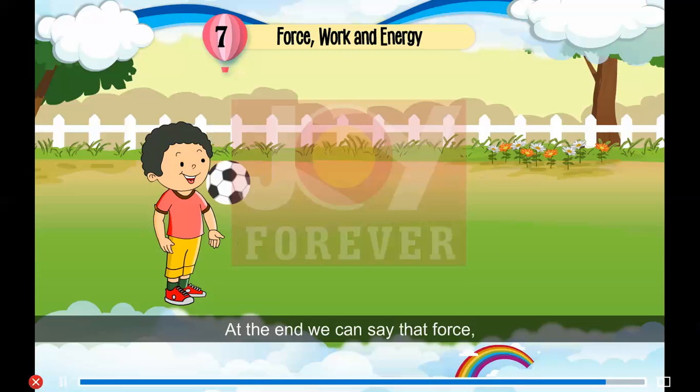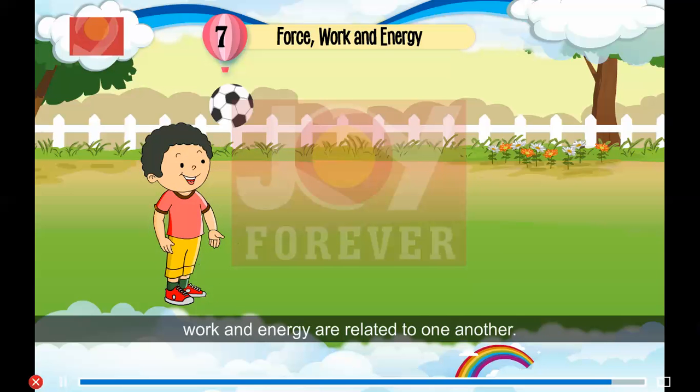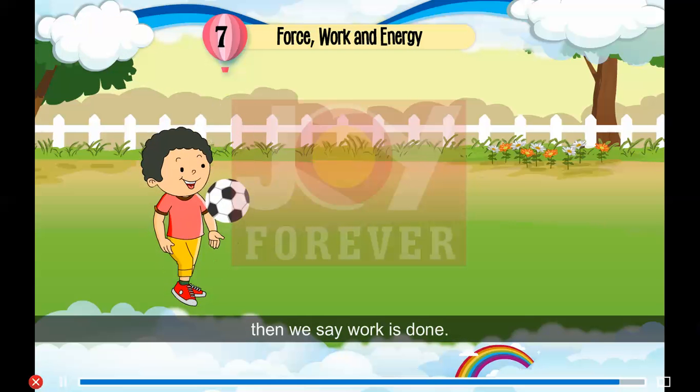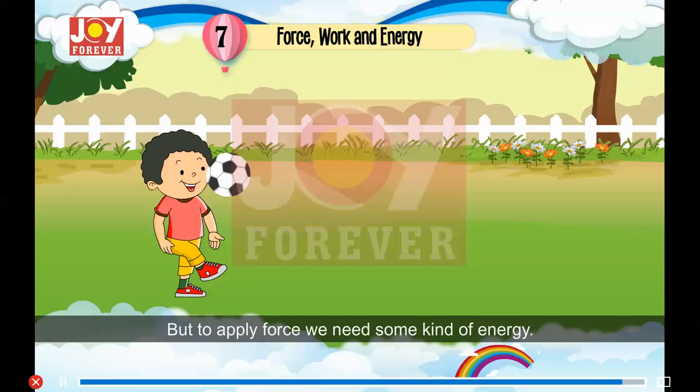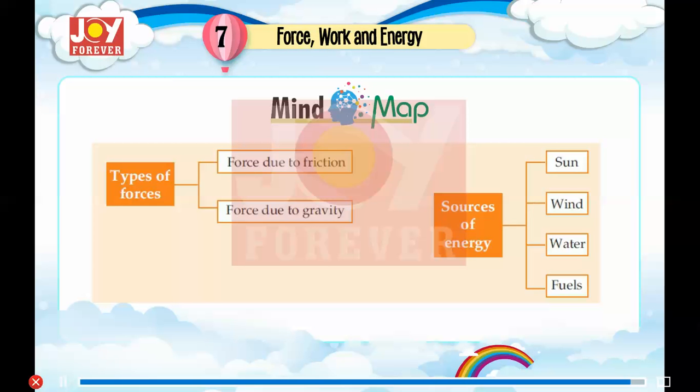At the end, we can say that force, work, and energy are related to one another. If force applied to an object is able to move it, then we say work is done. But to apply force, we need some kind of energy. Mind map. Types of forces. Force due to friction, force due to gravity. Sources of energy. Sun, wind, water, fuels.